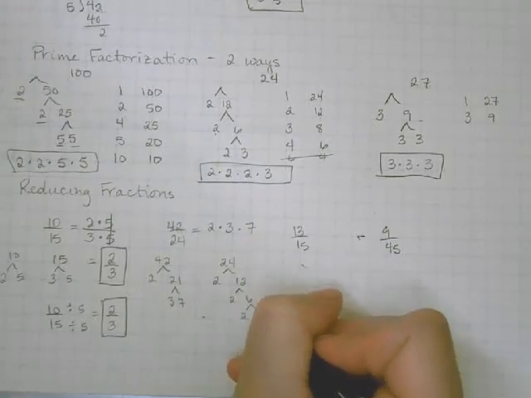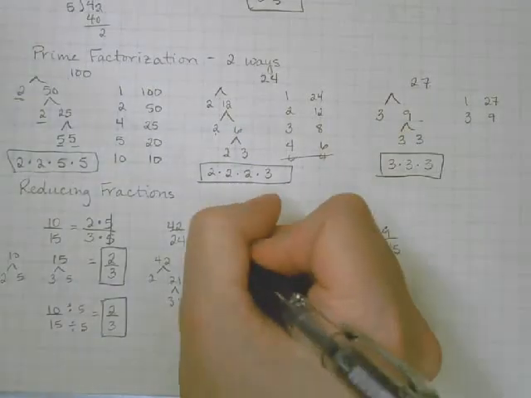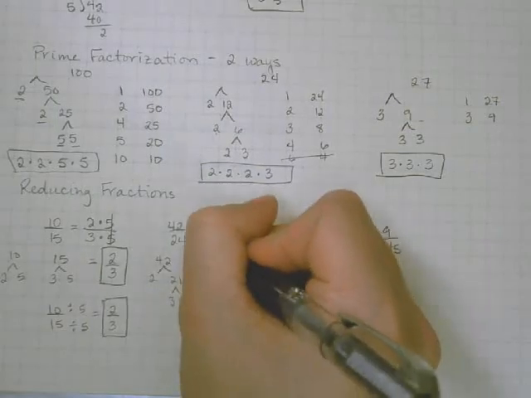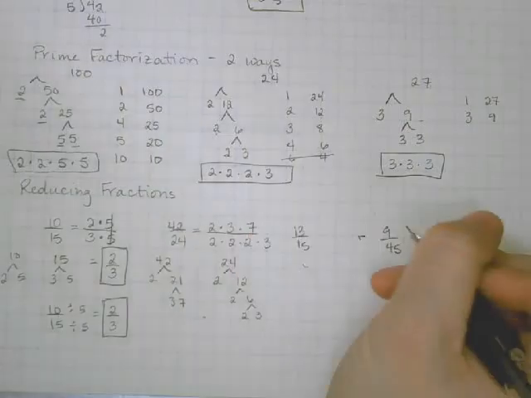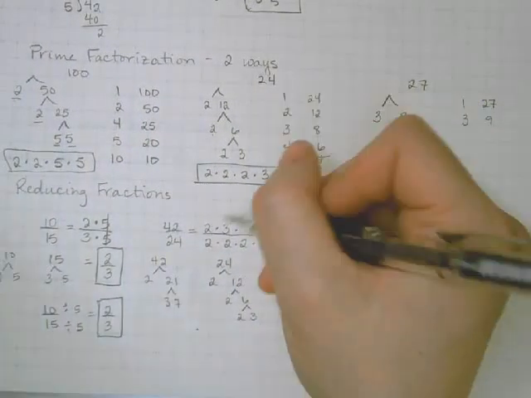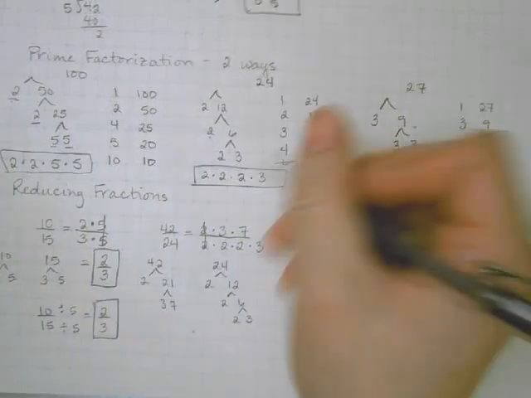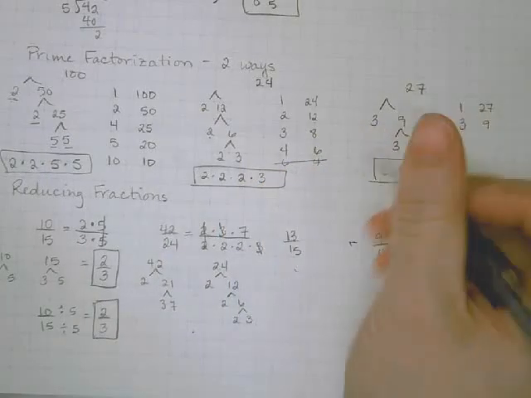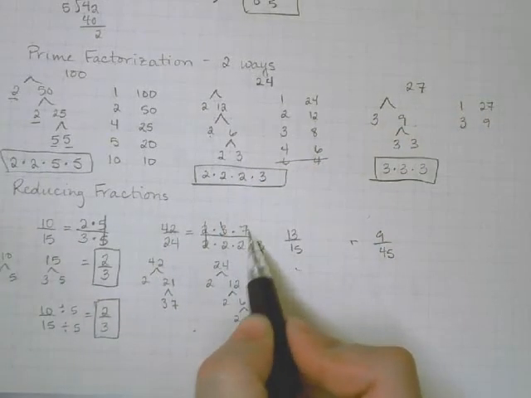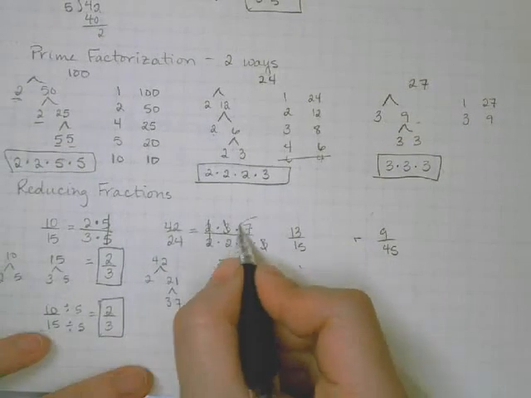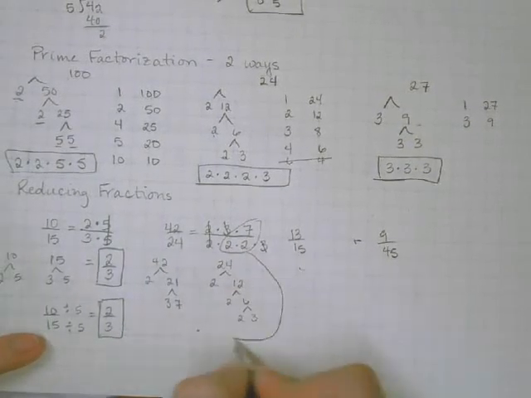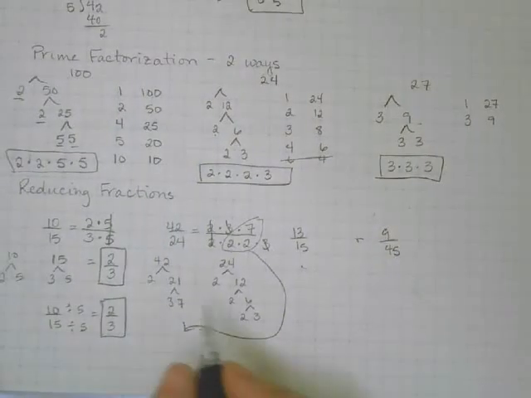So these 2's divide out. The 3 and the 3 divide out. So what I'm left with is 7 over 2 times 2, which is, I'm going to have to bring this whole thing down here because I'm out of space. So 7 over 2 times 2, which is 7 over 4. And I'm going to leave it just like that because I don't like mixed numbers.